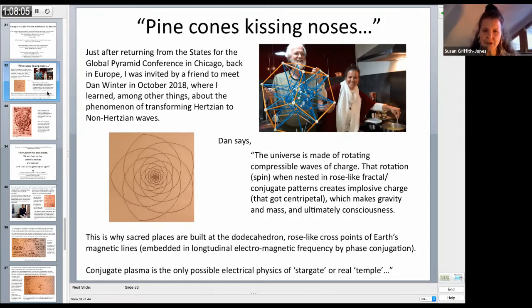Dan says the universe is made of rotating compressible waves of charge. That rotation spin, when nested in rose-like fractal conjugate patterns, creates implosive charge that goes centripetal. You can see here, in this picture, which makes gravity and mass in the center and ultimately consciousness. So this is why sacred places are built at the dodecahedron rose-like crosspoints of Earth's magnetic lines, which are embedded in longitudinal electromagnetic frequency by phase conjugation. Conjugate plasma is the only possible electrical physics of Stargate or the real meaning of temple.